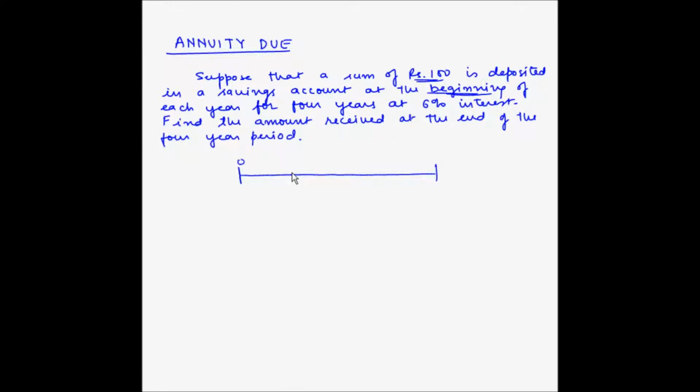So this is 0, 1, 2, 3 and 4. At the beginning of the first year, the outflow is 100 rupees. At the beginning of the second year, again the outflow is 100 rupees. At the beginning of the third year, again the outflow is 100 rupees. And at the beginning of the fourth year, again the outflow is 100 rupees. The rate of interest is 6% per annum for each of the years.